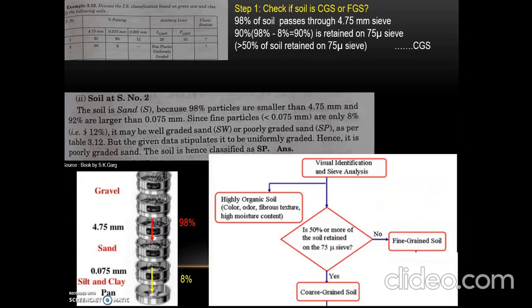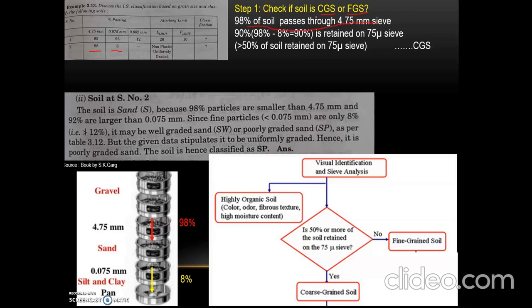Now we will classify the second soil based on the data given. For the second soil, the percent passing through 4.75 mm is mentioned as 98, through 0.075 mm is 8, and there is no percentage of soil passing through 0.002 mm. That means the soil does not have clay, because we know that particle size less than 0.002 mm is clay. And here we can see that the liquid limit value is not mentioned, but it is just mentioned that it is non-plastic uniformly graded soil.